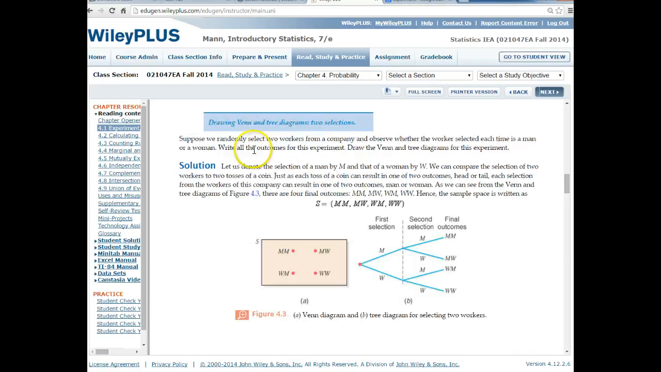How about if you're talking about, suppose we randomly select 2 workers from a company and observe whether the worker selected each time is a man or a woman. So what's the sample space, they say? So in the first selection, what can you get? M or W. And then given that you got an M on the first, what can you get on the second? M or W. And so on. So you get MM, MW, and so on.